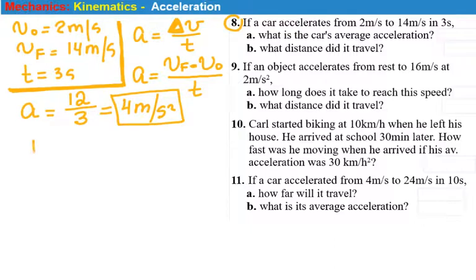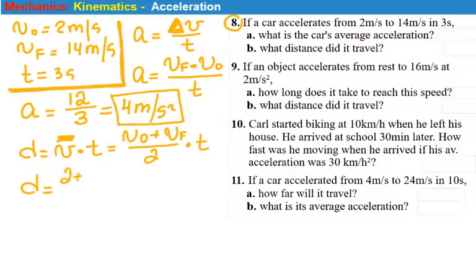And what distance did it travel? The distance is average velocity times the time. And again, what is average? This is where people get confused. Average and change of the velocity. For the average, I have initial plus the final divided by 2 times the time. So the distance is equal to initial is 2, final is 14, divided by 2 times time is 3 seconds. So I have 16 divided by 2 times 3, 24 meters.